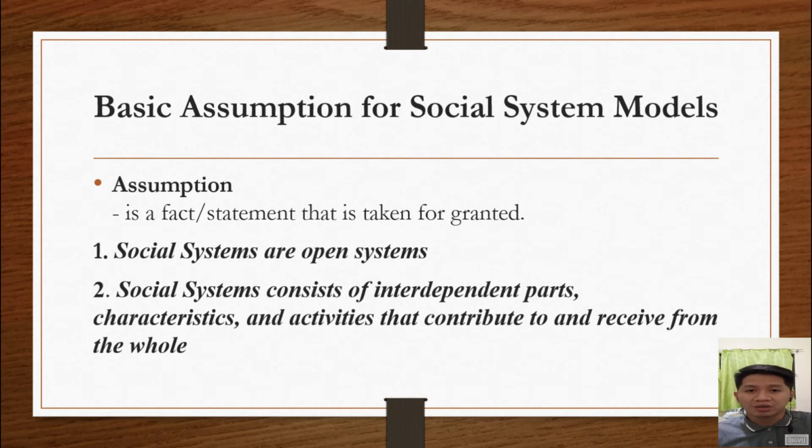So the first is the social system are open system. Schools are affected by state mandates, by politics, by history, and a host of other environmental forces. Example for this is the school needs the approval to the government recommended by the IATF of when they open face-to-face class. Second, social system consists of interdependent parts, characteristics and activities that contribute to and receive from the whole.